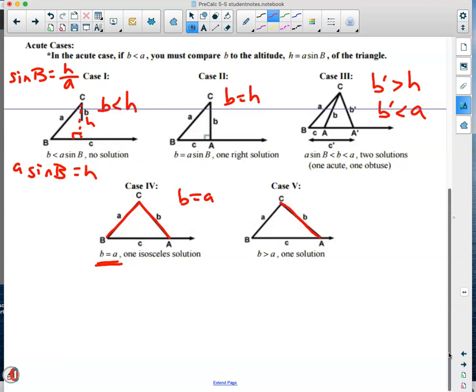And then case 5. Here's our B. It's long enough that if we swing it over, it's not going to hit the base of that triangle again. So there's only one triangle that can be formed. This happens when B is greater than A. It's all about comparing it to the height of the triangle and then visually thinking about, okay, if it were to swing around like a pendulum, is this going to hit again? How many triangles will I get?